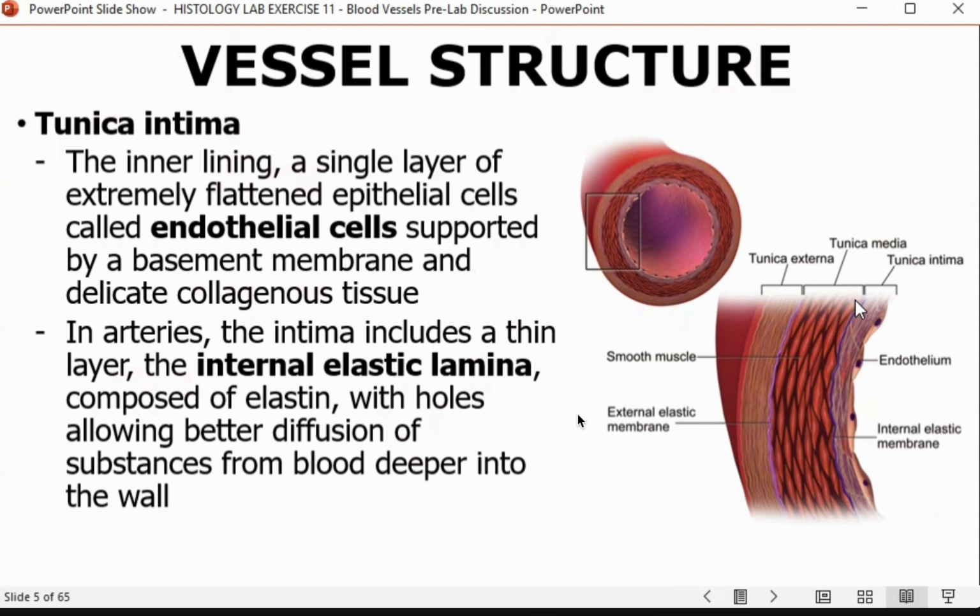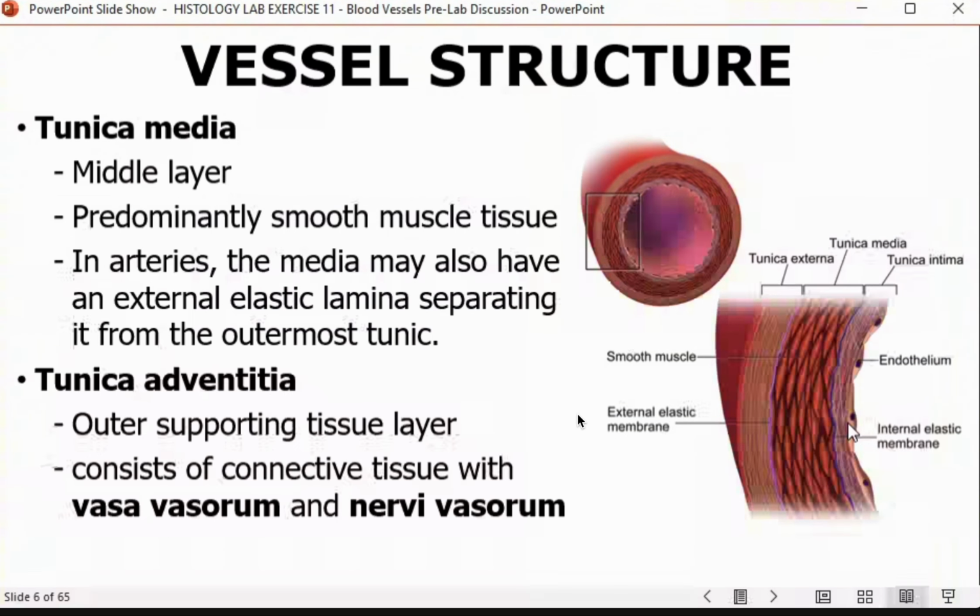In arteries, however, we have an internal elastic lamina, which I think you've seen with the elastic stain, since there are many elastic fibers there. But yes, there is an internal elastic membrane here composed of elastin, which allows better diffusion of substances from the blood deeper into the wall.